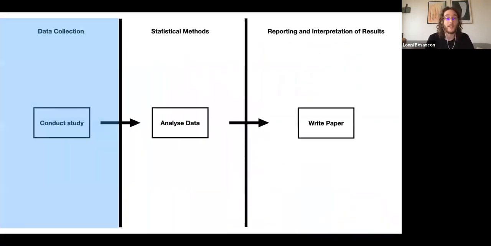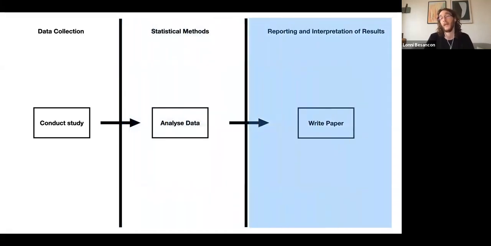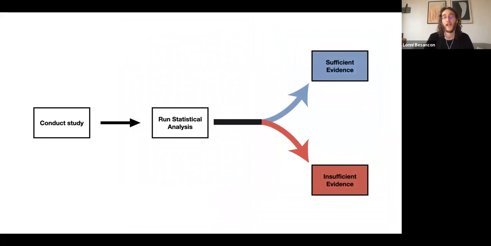And so usually the process of paper writing in my field is you conduct a study, you have data, then you analyze with statistical methods. Not always, it could be qualitative, but let's focus here on statistical data. And you write the paper, reporting on what you found. But what's going to happen when you run the statistical analysis is you either find sufficient evidence or insufficient evidence. And doing that is doing what we call dichotomous inferences.